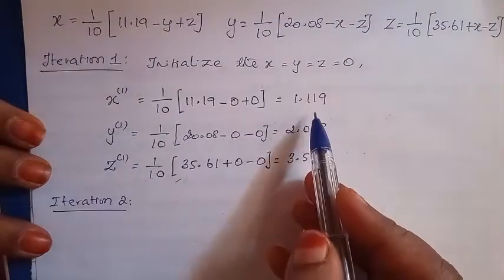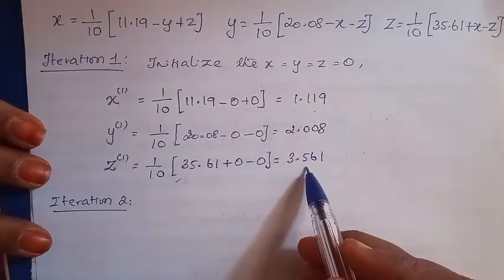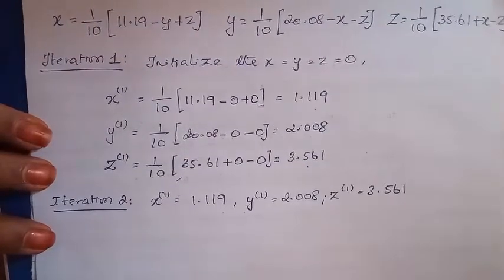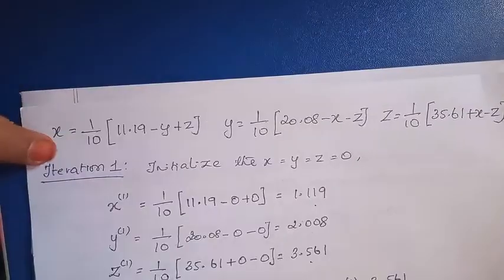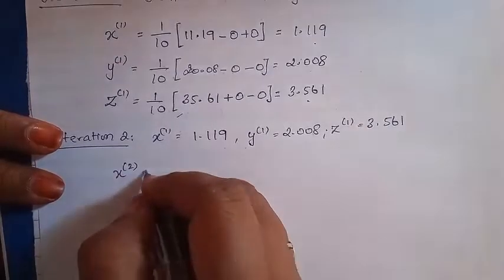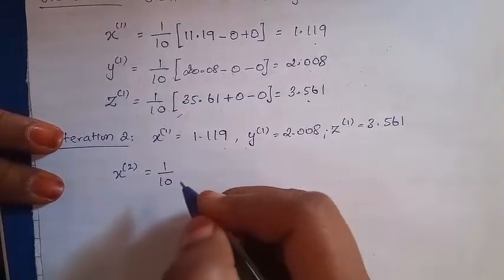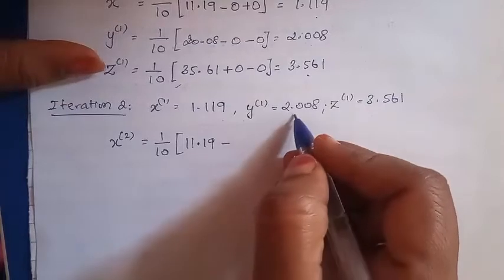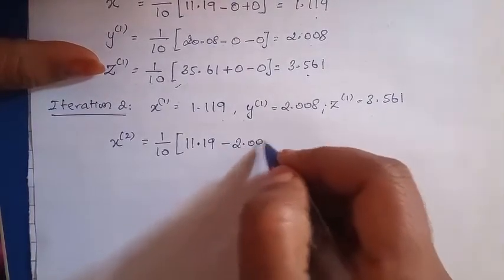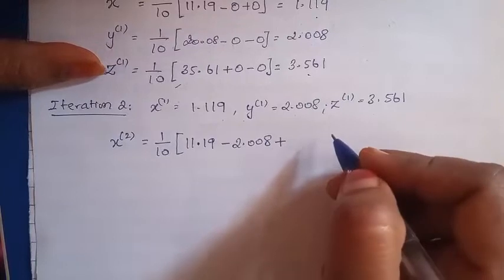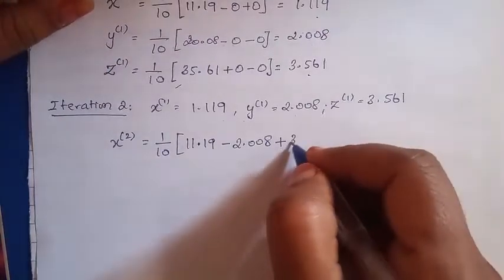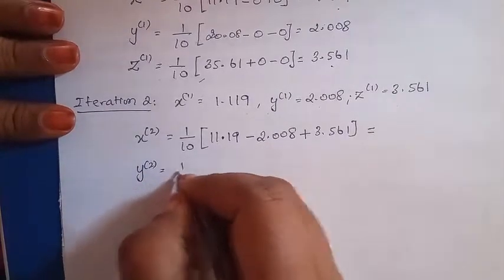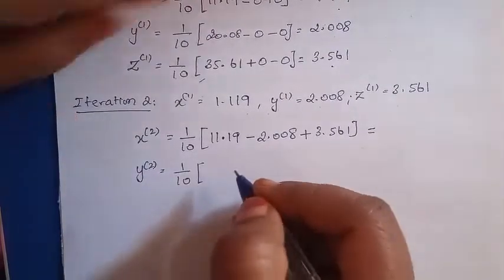We'll continue the iteration. You're going to substitute the value of x, y and z what we obtained in the previous step in the equation. Now let us substitute the new value in the same equation. So second iteration, x2 equal to 1 by 10, 11.19 minus y is the value. Now the y value what we got is 2.008 plus z value is 3.561.